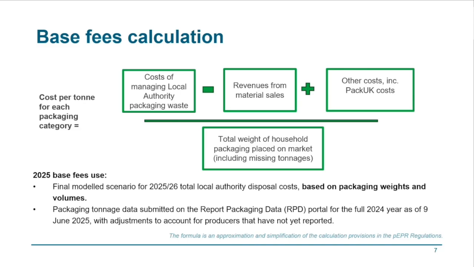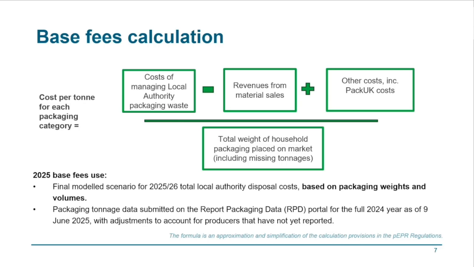And we also do some analysis to add in certain missing tonnages, for instance, from lack of reporting, that sort of thing. And then for the first year of EPR, so in the 2025 base fees, we are using our final modelled scenario for 2025-6 local authority disposal costs, which, as I've said, is based on both weight and volume, and that's the first part of that equation. And then we are using packaging tonnage data submitted to the RPD portal for the full 2024 year as of the 9th of June, again, with those adjustments.